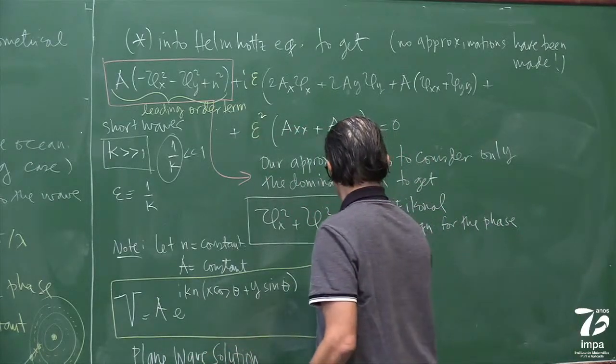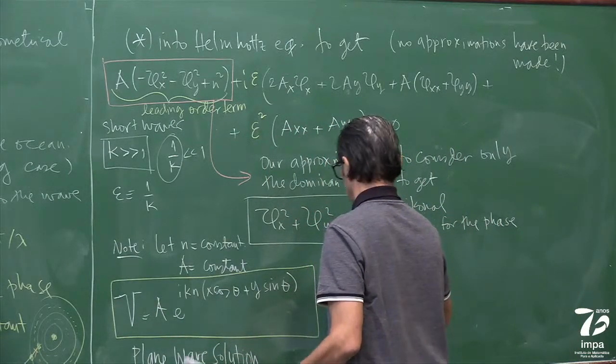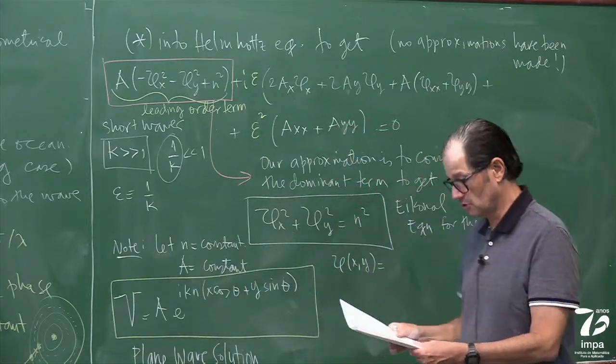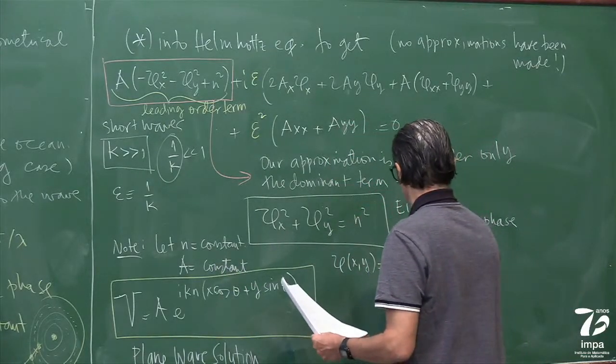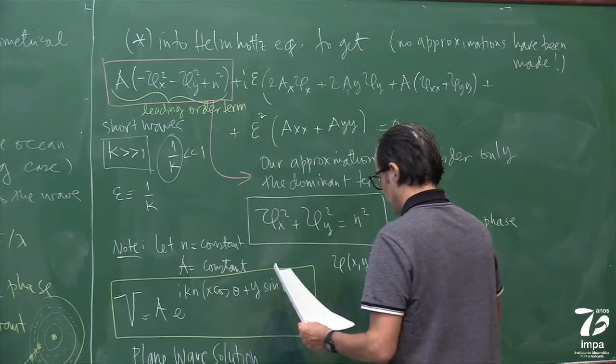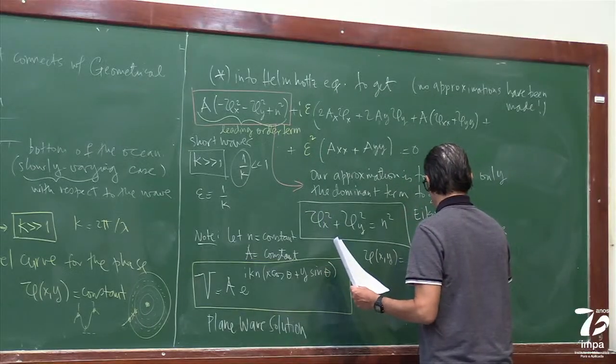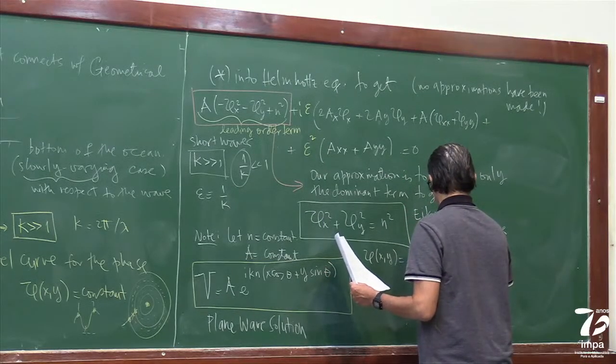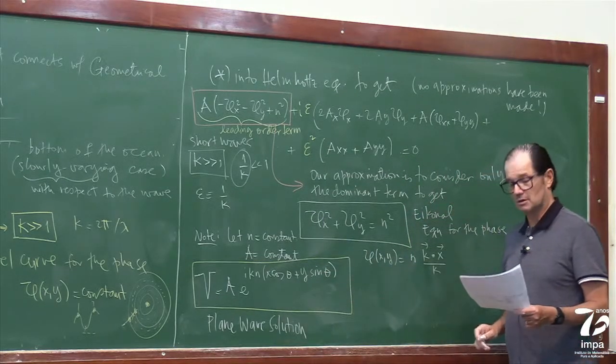Note that the phase, why is this called a plane wave solution? Note that the phase, and here I'm finally going to put the wave vector, which I said I missed before. It doesn't matter, you would correct it here.